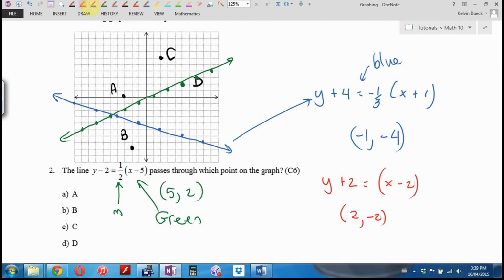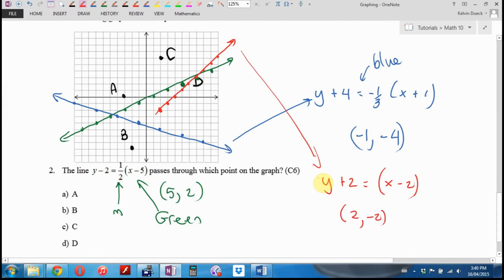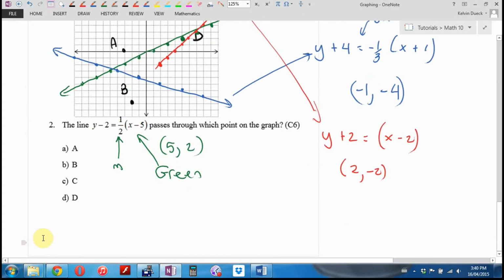What about the red line? It goes through 2, comma, negative 2. 2 over, negative 2 down. It goes through there. What's its slope? What's the number in front of the bracket? 1 over. That means up 1 over 1, up 1 over 1. It's going to go like that. That's what you can do with slope point form. Okay. Slope intercept form is kind of cleaner. Really, all slope intercept form is saying is, well, I'll come back to that.